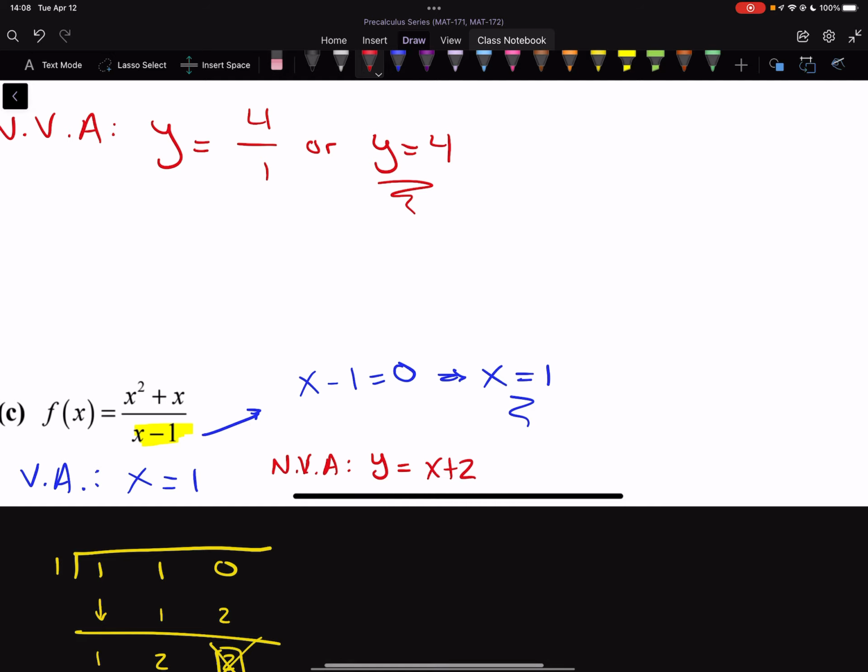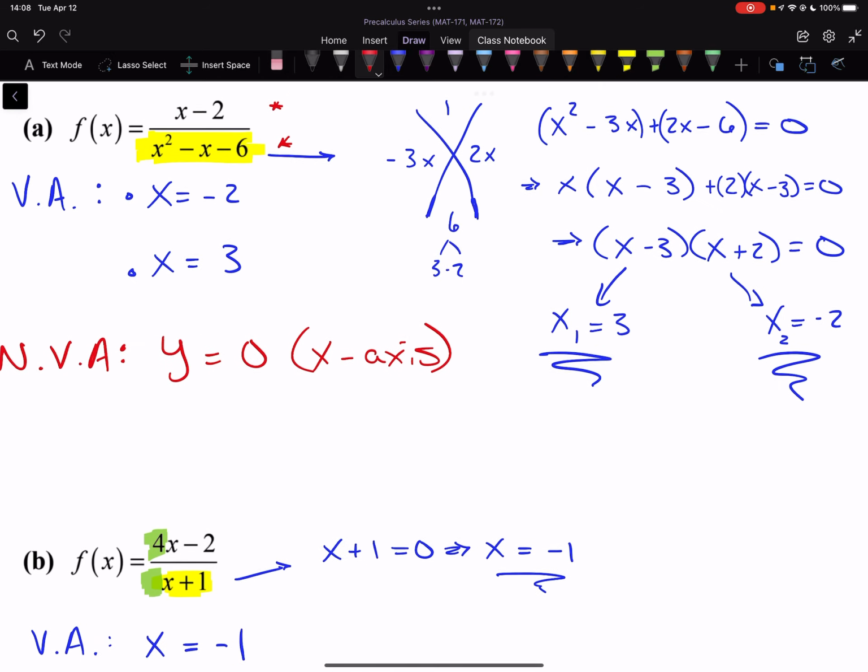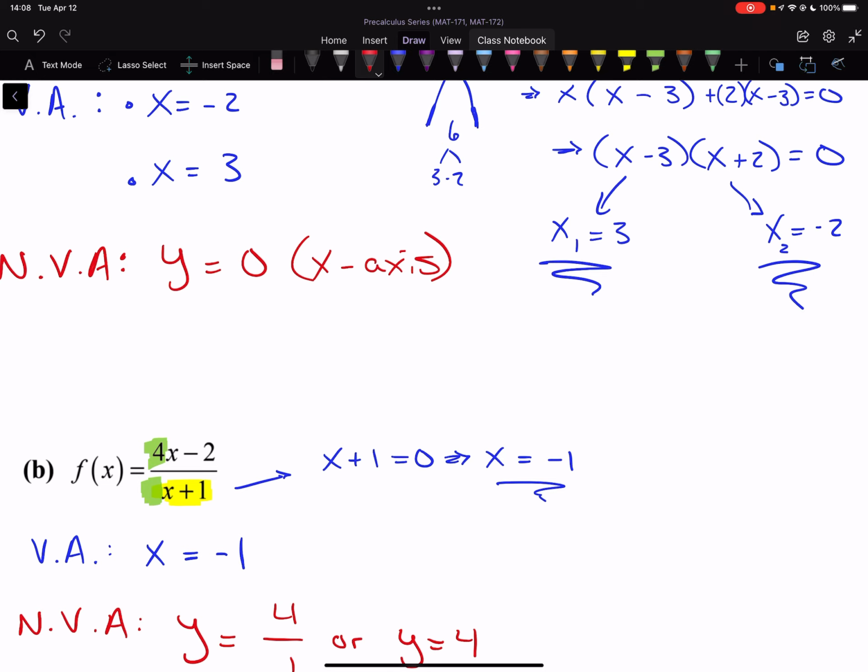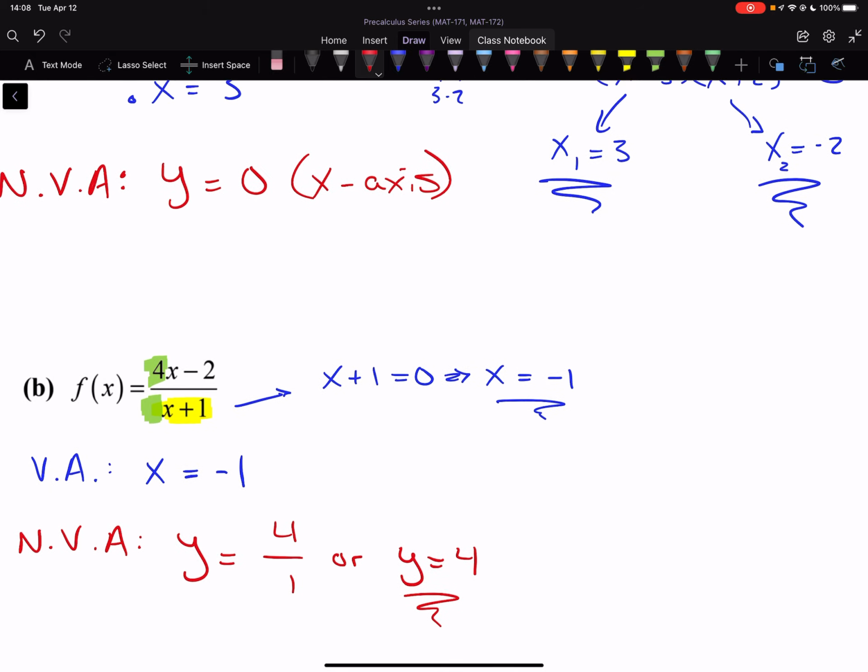So rejoice whenever you have a linear denominator, because finding the vertical asymptote is going to be extremely simple.